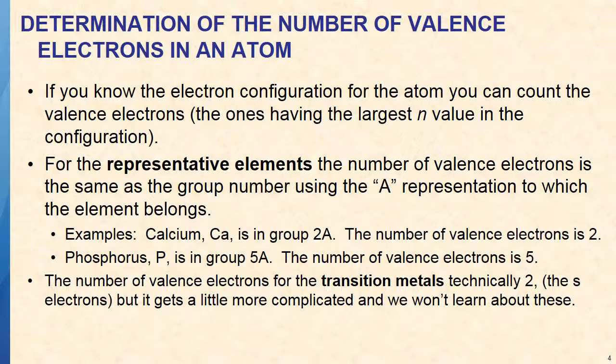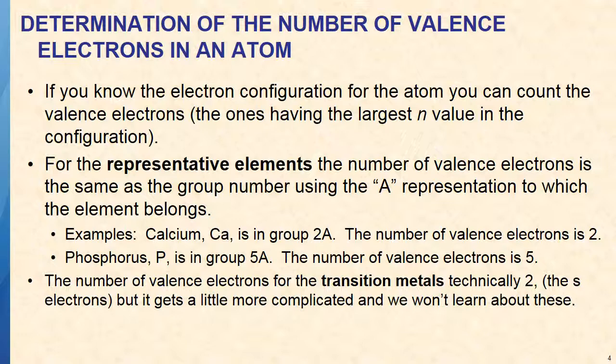So it's very easy to determine the number of valence electrons in an atom because it's equal to the group number if you're using the A representation. For all the representative elements, you just look at which A column they're in, and that's how many they have. For example, calcium is in group 2A, so it has 2 valence electrons. Phosphorus is in group 5A, and it has 5 valence electrons.